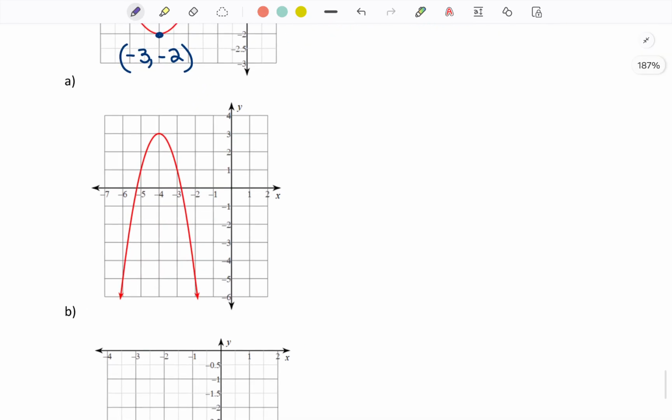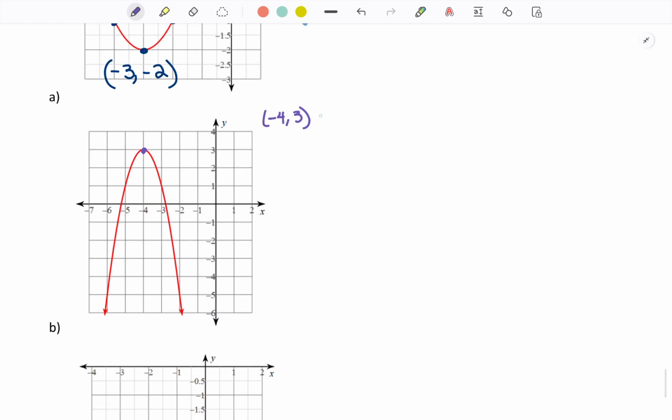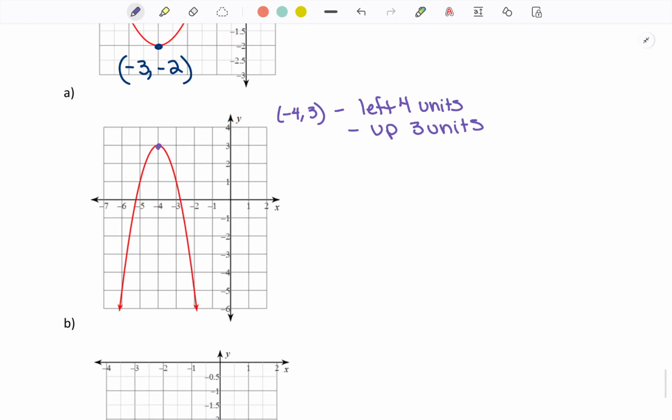So then for B, we're going to look at our vertex first. And our vertex is -4, 3. So we have gone to the left 4 units and then up 3 units. And then if we look at our movement, we also are opening down. So we are reflected.